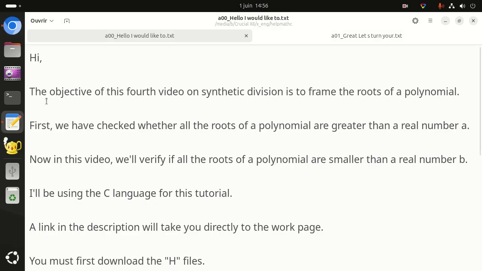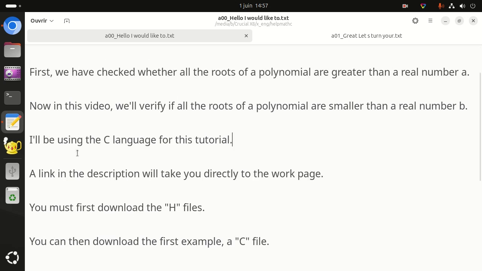Hi, the objective of this fourth video on synthetic division is to frame the roots of a polynomial. First, we checked whether all the roots of a polynomial are greater than a real number a. Now, in this video, we'll verify if all the roots of a polynomial are smaller than a real number b. I'll be using the C language for this tutorial.